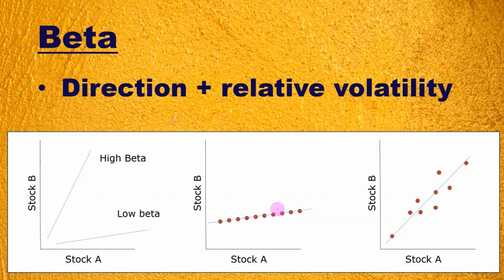Over here, we've got an example of a stock with a low beta because the slope is shallow, but it also has a high correlation because all those dots are very, very well fit to the best fit line. This is an example of one with a high beta, so it's a steep slope, but it's got a lower correlation coefficient because there's more scatter of those dots there.